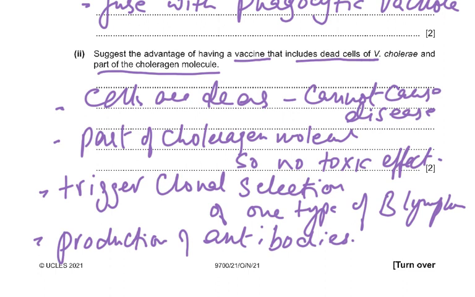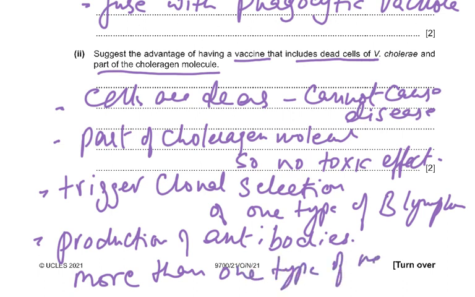So it stimulates the production of the lymphocyte, then the production of the different antibodies, and then the production of more than one type of memory cell. Why? Because something is triggered by the dead cells and another by the collagen. So of course we have a double response, and that is going to be a very, very good vaccine.